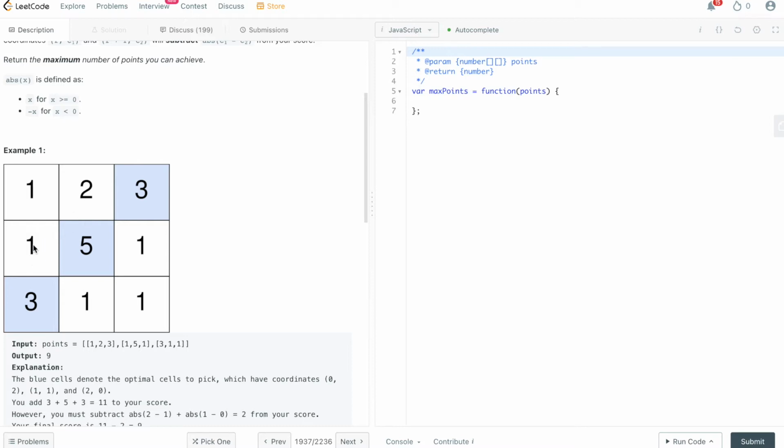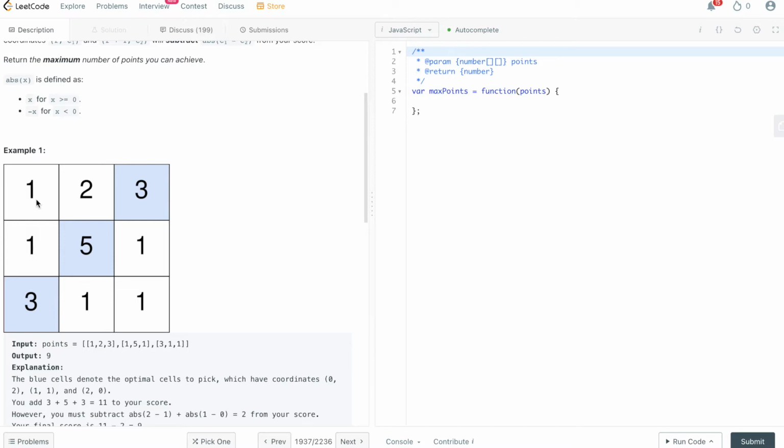Well, it's 2 plus 1 minus the offset. And then similarly, if I chose this value, it'd be 3 plus 1 minus 2, right? Subtract off the offset because it's 2 columns over. And then if we take the maximum of all those values, then we have the maximum value here.